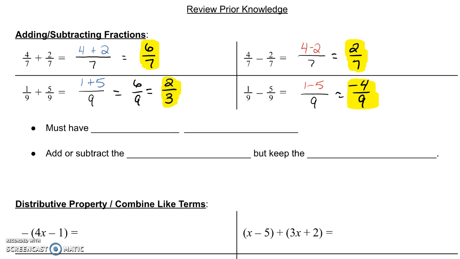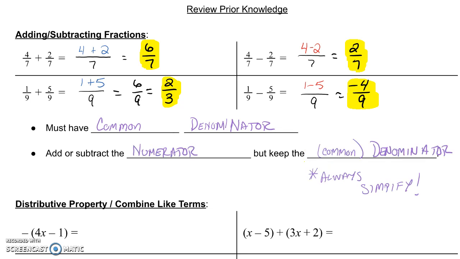The key to what we just did here when we are adding or subtracting fractions is that we always must have a common denominator. And that when we are adding and have that common denominator, we always add or subtract our numerator, but you keep the denominator that's common. And lastly, make sure that you always simplify like we did in this problem up here.